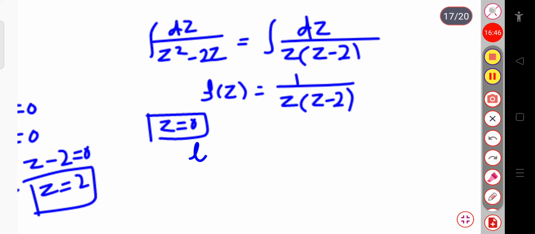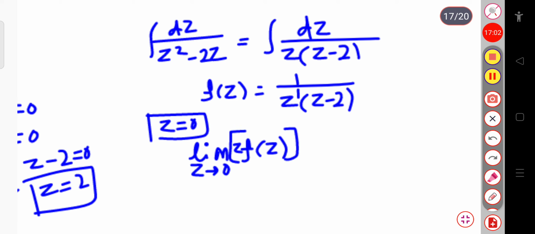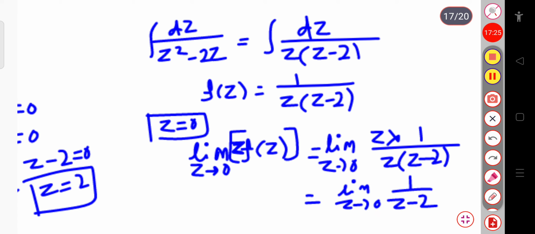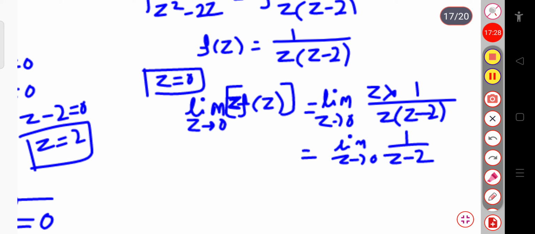Now we can calculate the limit as z tends to 0, for f of z at the point z equal to 0. You have to write z minus 0 into f of z, that is simply z into f of z, since it is a pole of order 1, that is the power of z is 1 here. This is the rule: you have to multiply z with f of z. So if I multiply z with f of z, that is 1 by z into (z minus 2), the z gets cancelled, and this will be the limit as z tends to 0 of 1 by (z minus 2). If I put the value z to be 0, this is equal to minus 1 by 2.